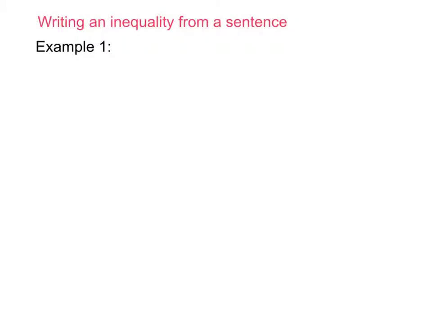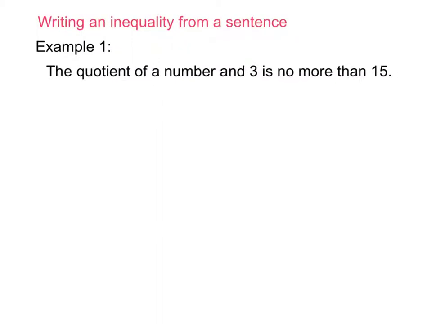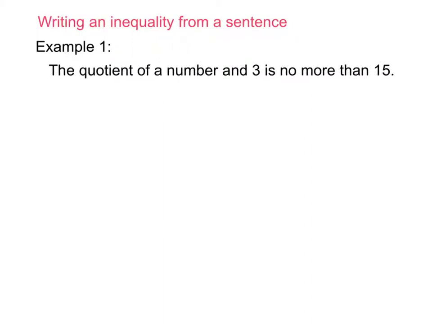Now we are going to be writing an inequality from our sentence. So let's look at our first example. The quotient of a number and 3 is no more than 15. And now we need to write it as an inequality. So quotient means to divide, and then since we don't know what that number is that it's referencing, right here we are going to use a variable for this number. So maybe x, any variable you want to.